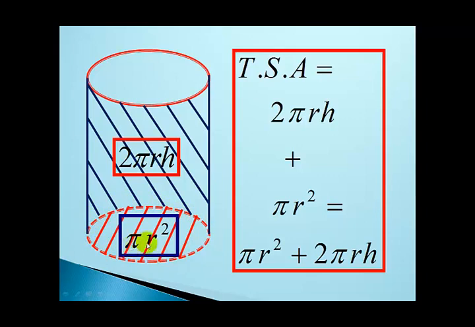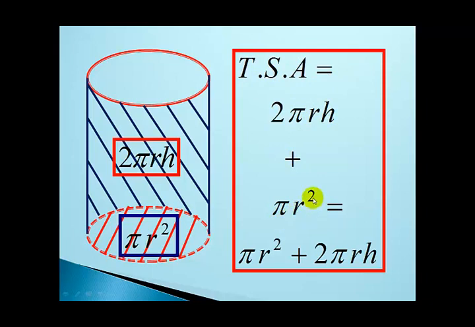pi r squared. So if you are calculating the total surface area of a cylinder open at one end, the formula that we are going to use will be 2 pi RH plus pi r squared.